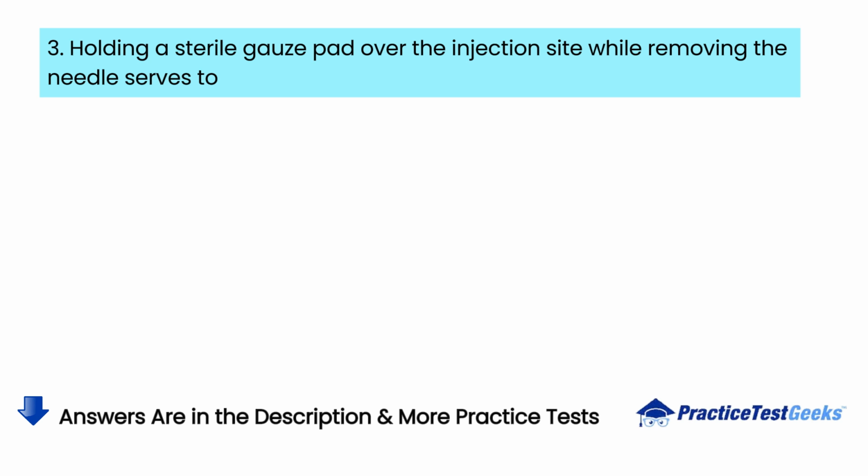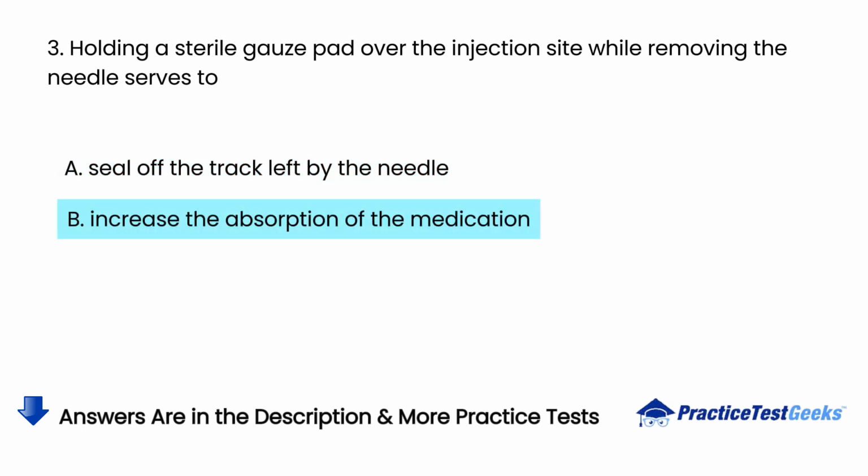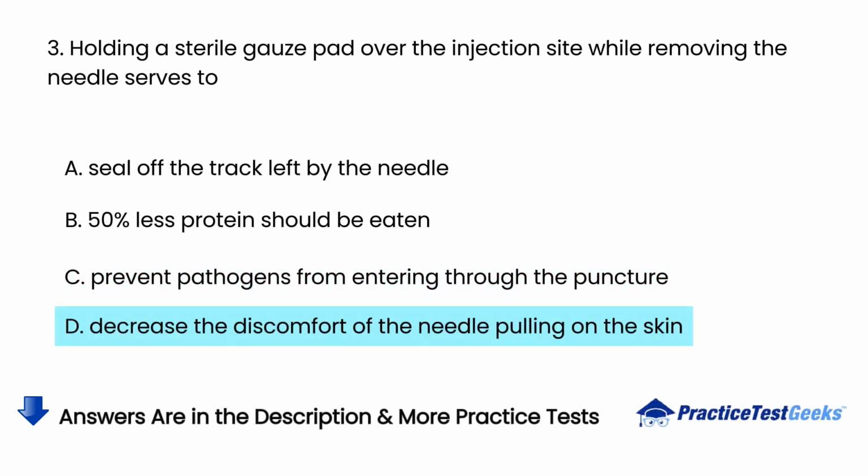Holding a sterile gauze pad over the injection site while removing the needle serves to: A. Seal off the track left by the needle. B. Increase the absorption of the medication. C. Prevent pathogens from entering through the puncture. D. Decrease the discomfort of the needle pulling on the skin.